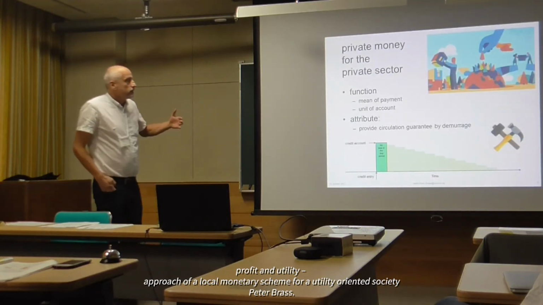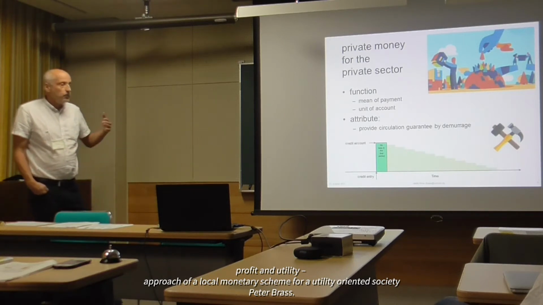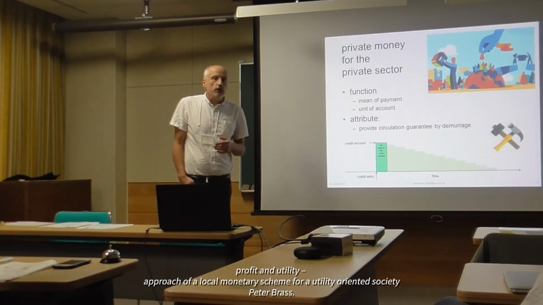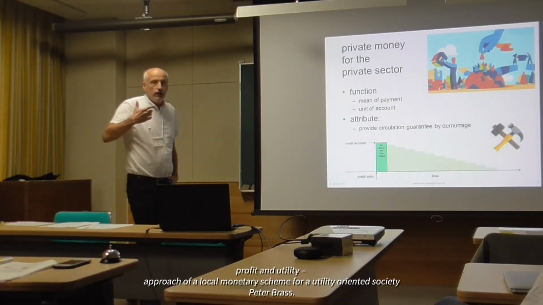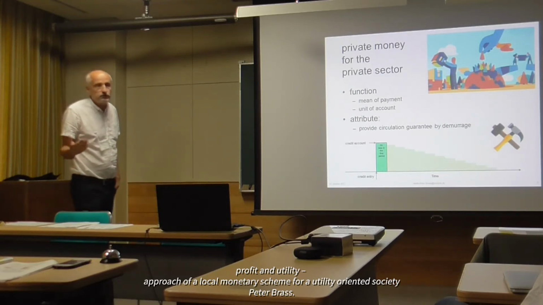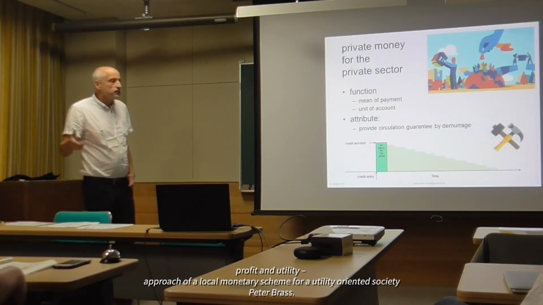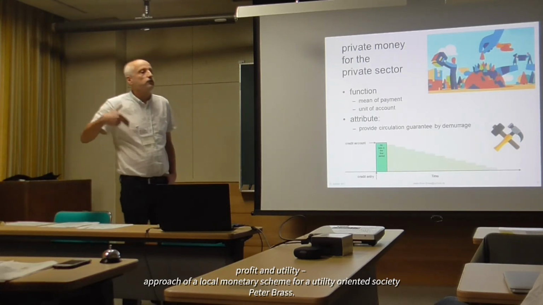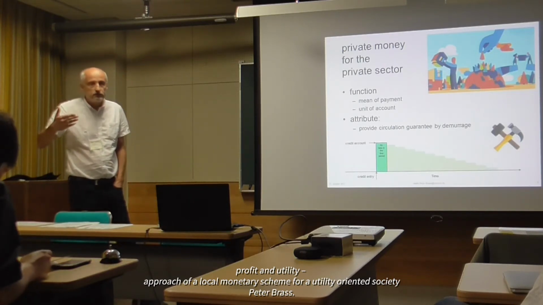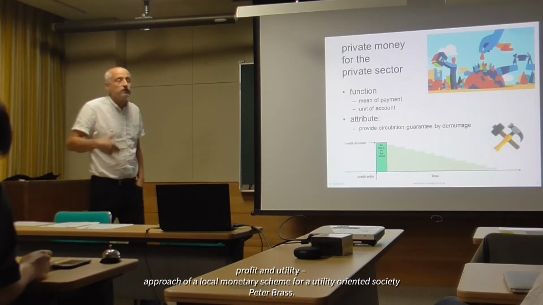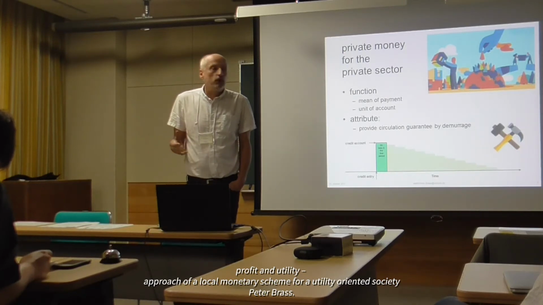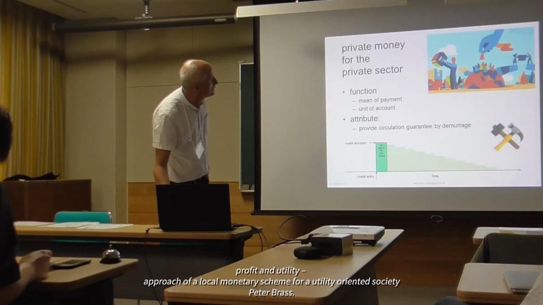So back to the different types of money. Private money for the private sector: the main function is means of payment and unit of account, and it should provide this money circulation. So it's a usual demurrage money. I think everybody of you knows what demurrage money is. It loses value over time, and you have to use it in the first period, so that you are forced to use it and to keep the money in circulation. Invented by Silvio Gesell. Something like we have heard from the Chiemgauer, that is one of the schemes which uses this demurrage money.